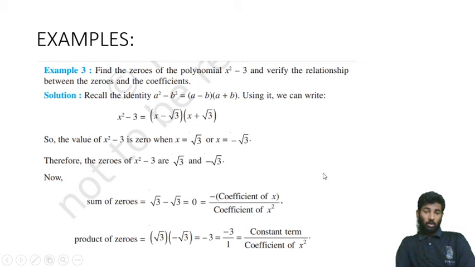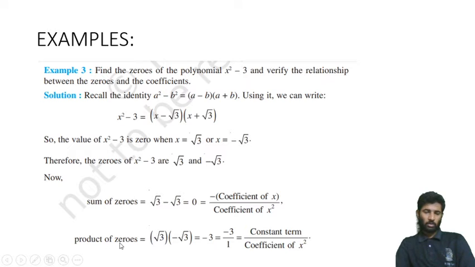Now you have to verify the relationship between zeros. You have already found the zeros, now we have to verify. As you can see, the sum of zeros is root 3 minus root 3, which is 0. There is no b, the coefficient of x is 0, there is no second term here, so that whole part will become 0. So this value is equal to 0. This part has been verified and it is true.